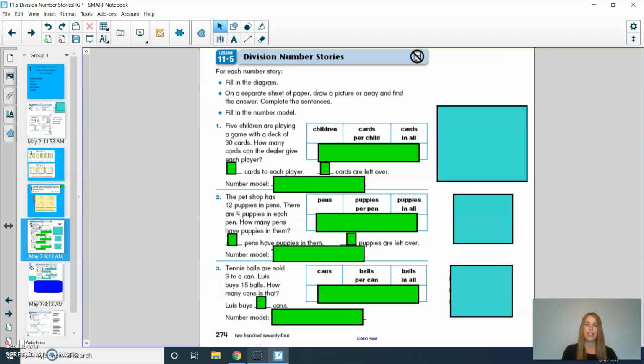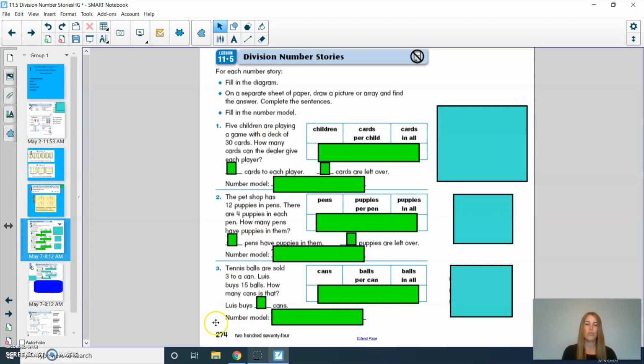We're going to work on these division number stories in today's lesson. And we're going to work together to fill in our diagrams and then to figure out our answers. If you like to draw a picture or make an array or maybe change it into a multiplication problem, or if you have another way of solving for the division problems, that's great. Today, I'm going to mainly be focusing on using arrays to solve. Let's look at question number 1 together.